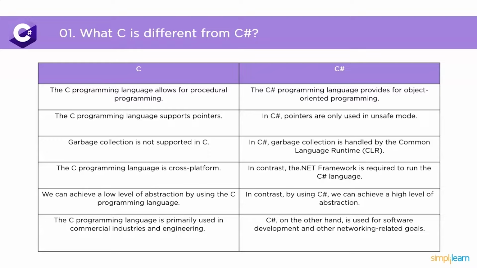The next difference between the both is that the C programming language is cross-platform. In contrast, the .NET framework is required to run the C# language. The fifth difference between C and C# is that we can achieve a low level of abstraction using C programming language, whereas in C# we can achieve a high level of abstraction. The last difference between the both is that the C programming language is primarily used in commercial industries and engineering, whereas C# on the other hand is used for software development and other network related goals.